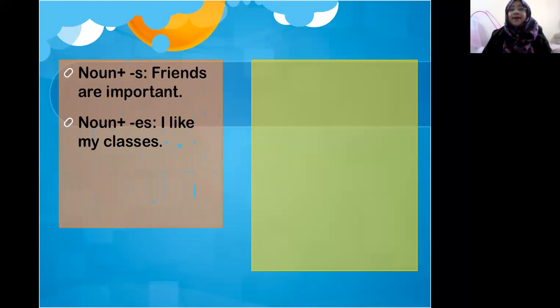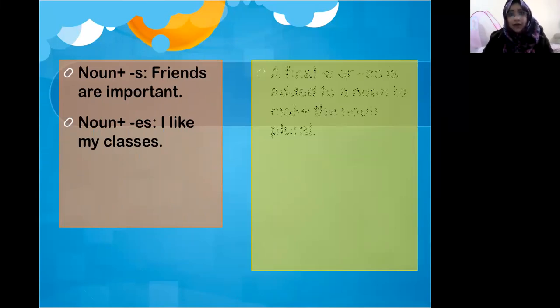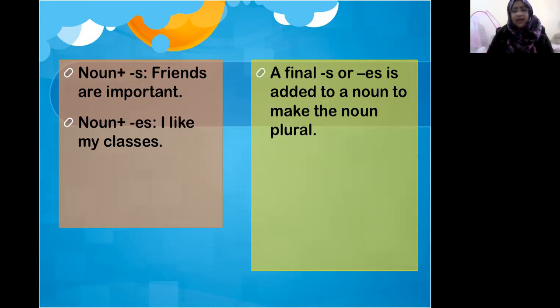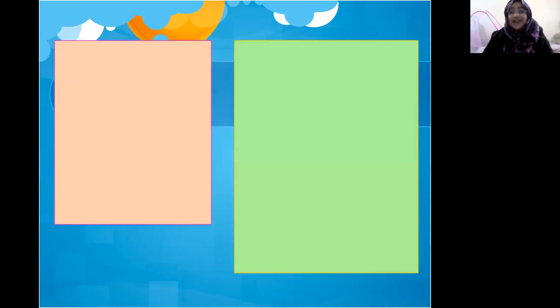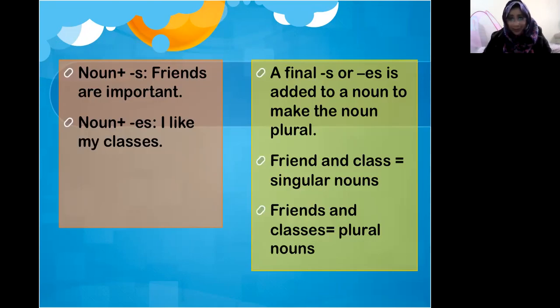Friends. But there are some nouns in English which take final ES instead of S. For example, class, we use ES. There are certain rules that you might have studied or can see in any grammar book, like with final S or final SH, final CH, we use ES instead of S. So, for example, friend and class are singular and friends and classes are plural, right?